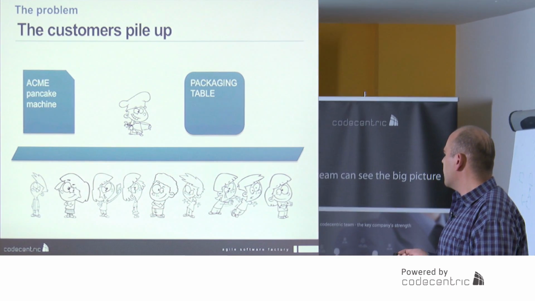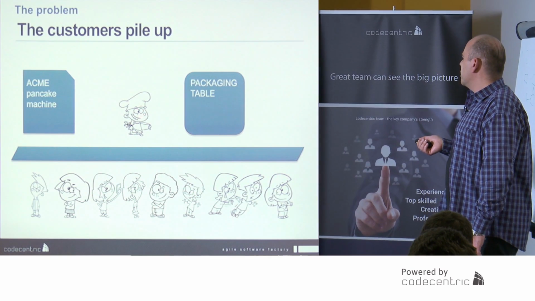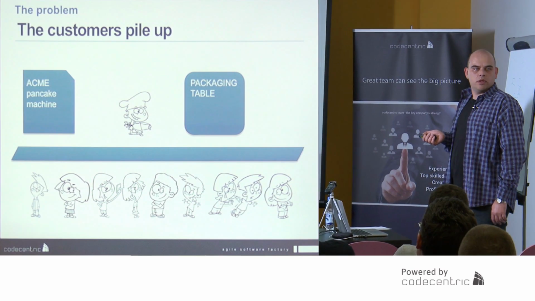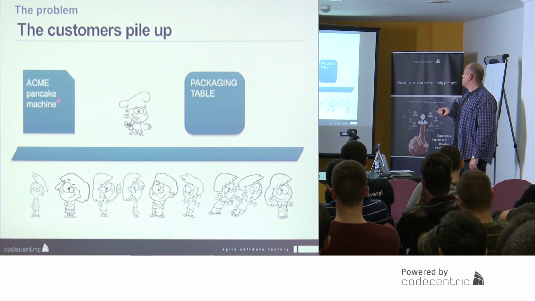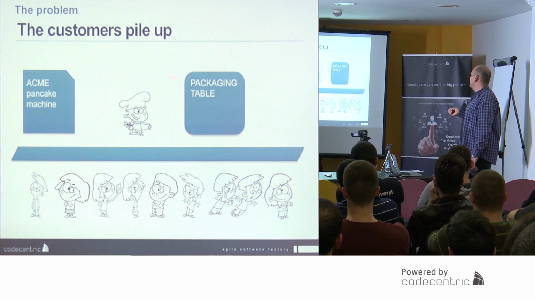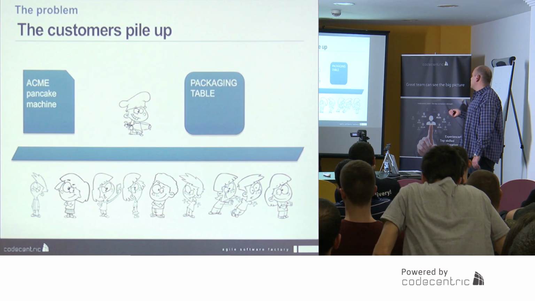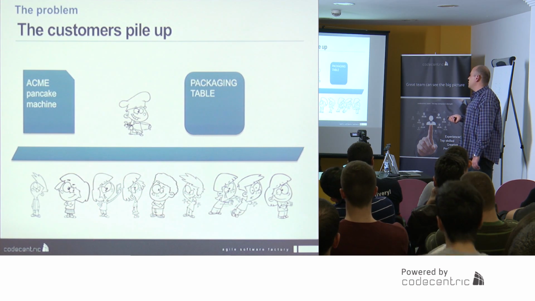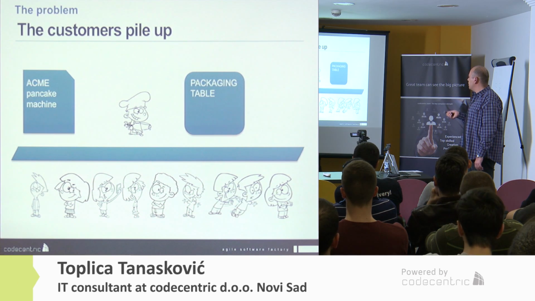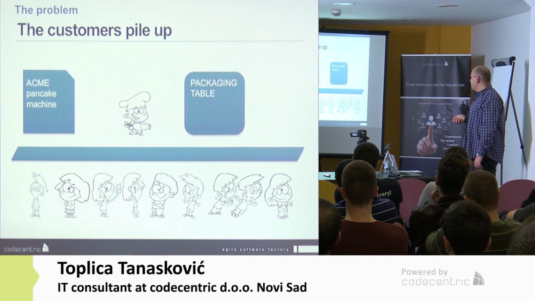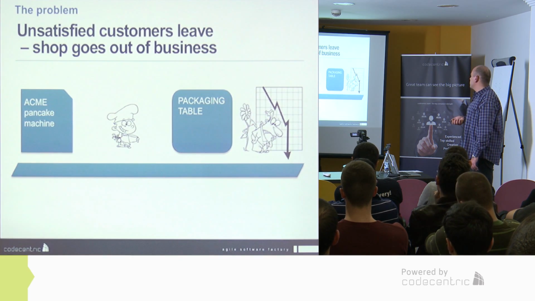So what's happening? Customers pile up because our worker asks the first customer, what do you want? He says, I want this pancake. And he sets the machine, then he waits for the machine, picks up a pancake, goes to the packaging table, serves him, and goes to the next. He might be fast, but he cannot serve a lot of concurrent people, and the requests pile up, so the customers pile up. They're not served, so they get angry and they leave, and what happens? The shop goes out of business.